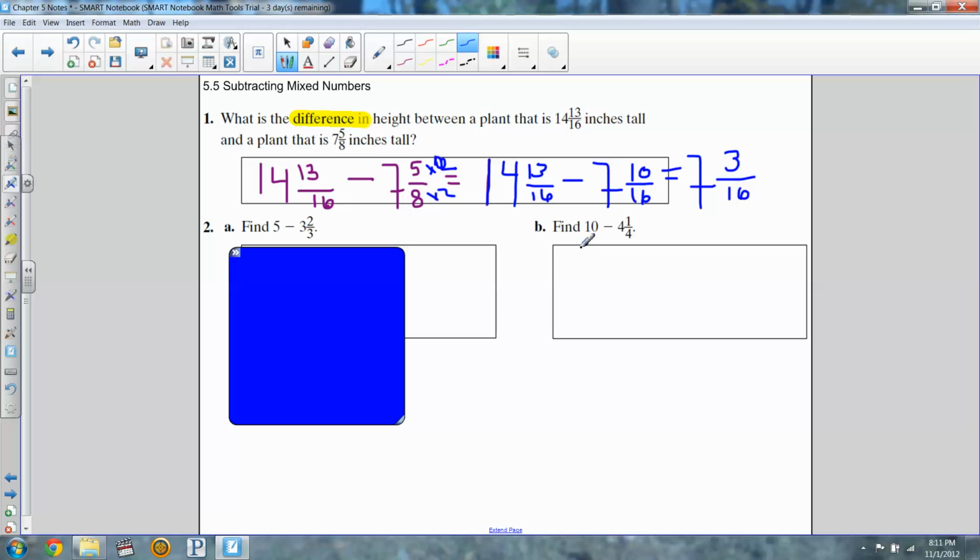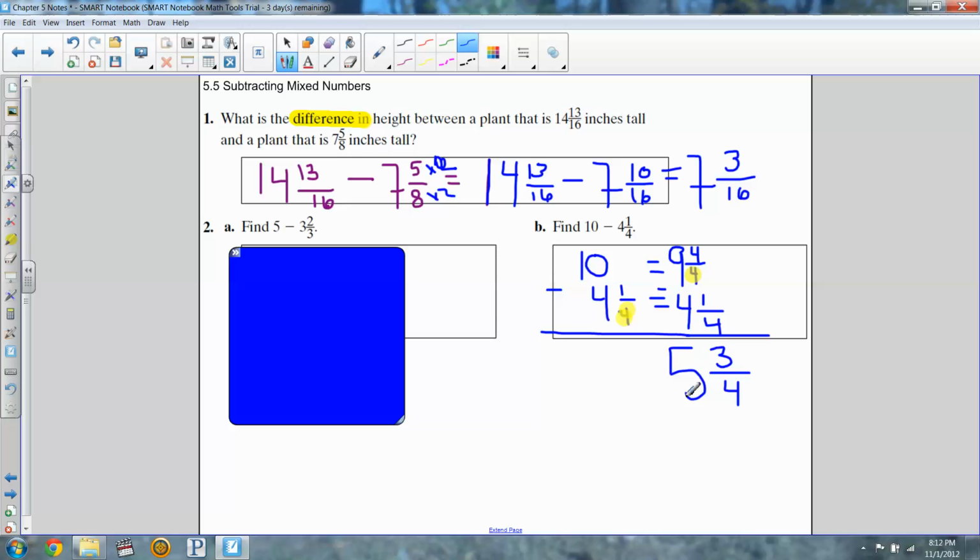Alright, here's a problem that's going to be renaming a whole number. So my original problem is 10 minus 4 and 1/4. I'm going to rename 10 to be 9 and 4/4. Remember, I get the 4. My denominator down here is 4, so I'm going to make this denominator up here 4 as well, because then I have my common denominators all set up. I don't have to change anything with 4 and 1/4. I am still subtracting. So 4 minus 1 is 3. It's going to give me 3/4, and 5 and 3/4 is going to be my answer there.